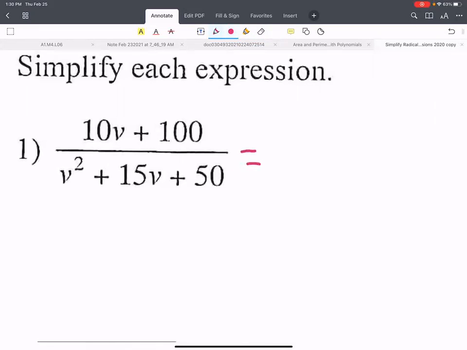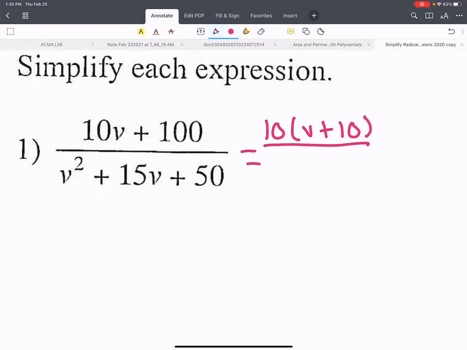How would I factor the top of that fraction? Am I going to do difference of squares, 2 binomials? Greatest common factor? Greatest common factor. What is the greatest common factor here? Good. And what would that leave me with inside the parentheses? V plus 10. Excellent. Now the bottom.